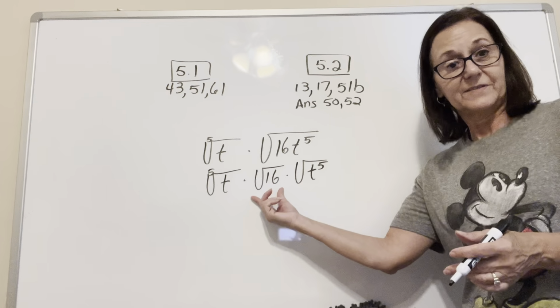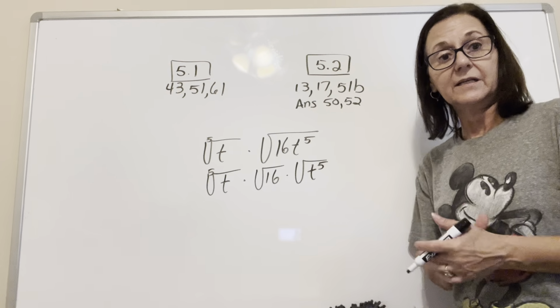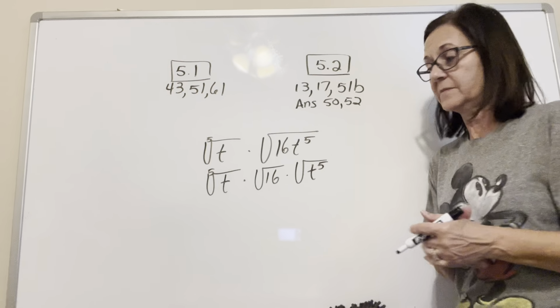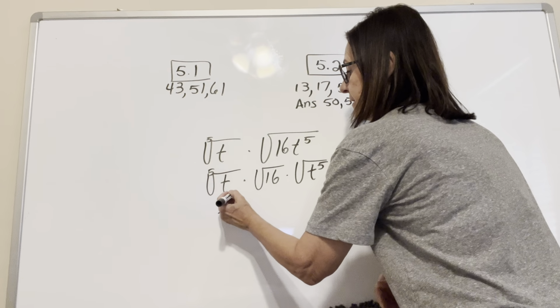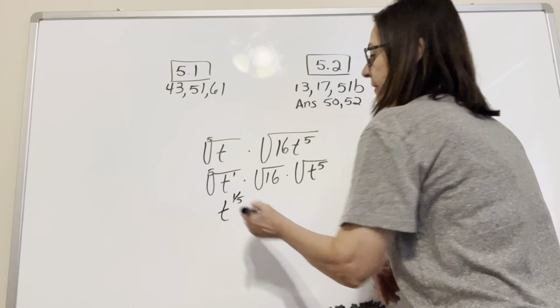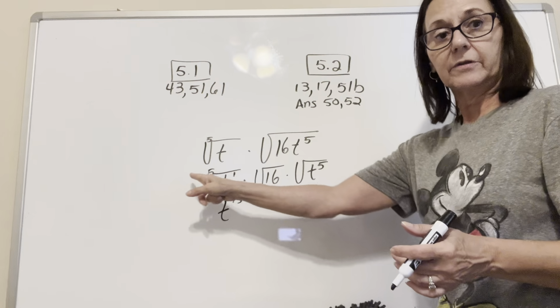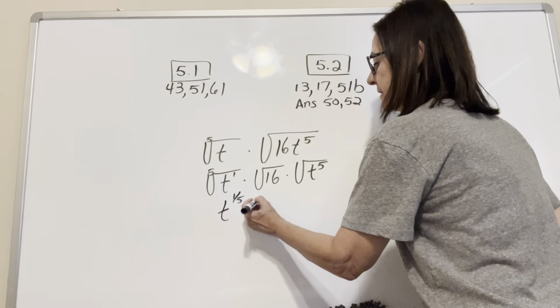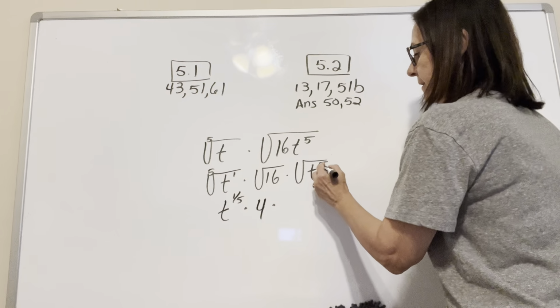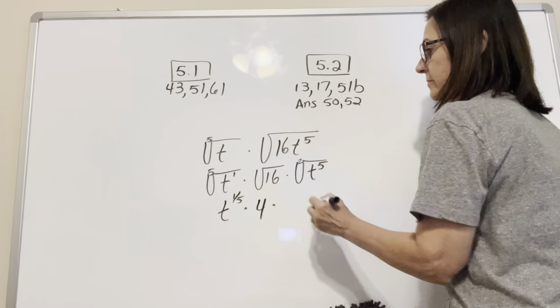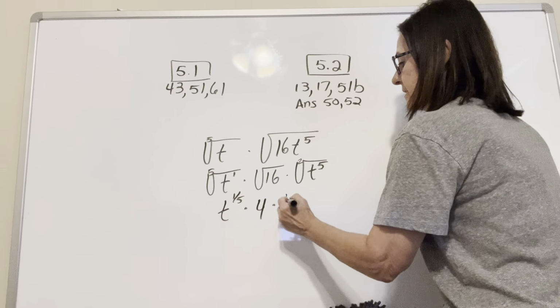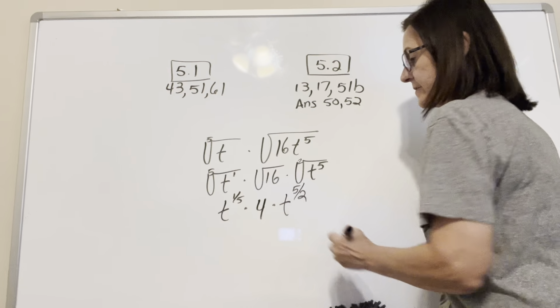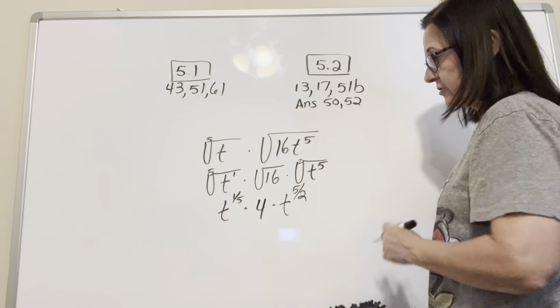I know what the square root of 16 is. I'm going to convert these to exponents. So this is t to the 1/5. Remember, the numerator is under the radical, the denominator is the root. Times the square root of 16, which is 4, times t to the 5/2, since this is a square root, right? So these are all multiplied.